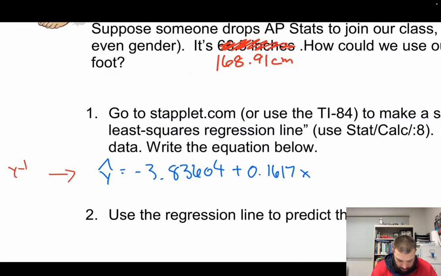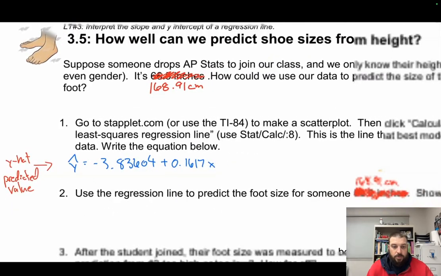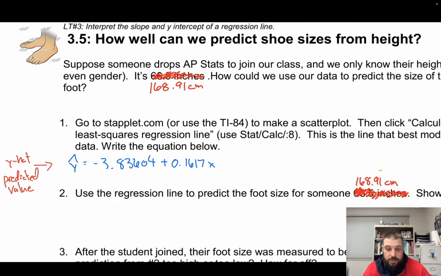That's called y hat, which is our predicted value, equals negative 3.83604 plus 0.1617x. All right, and remember x is our height, and y hat is our predicted foot size.